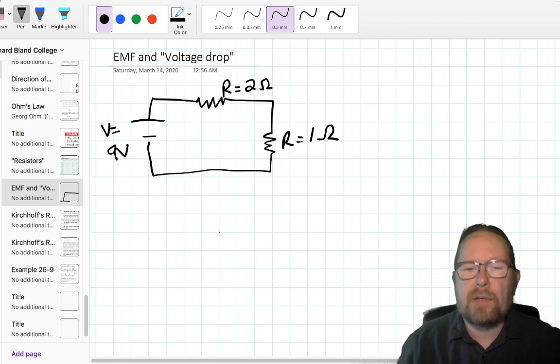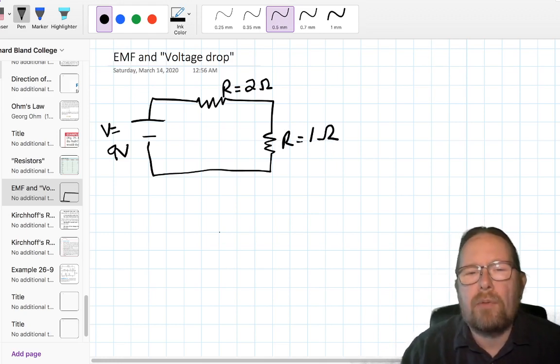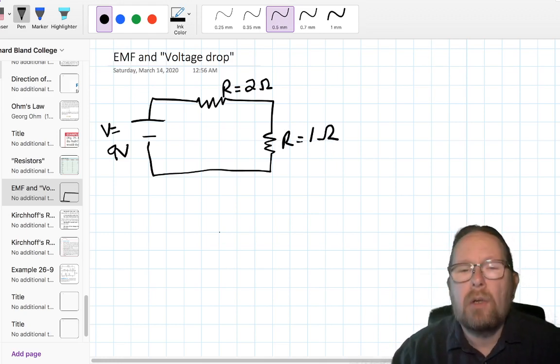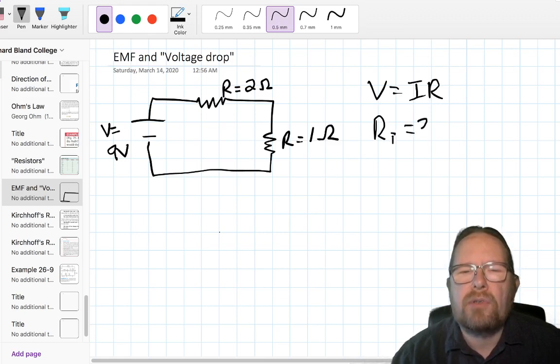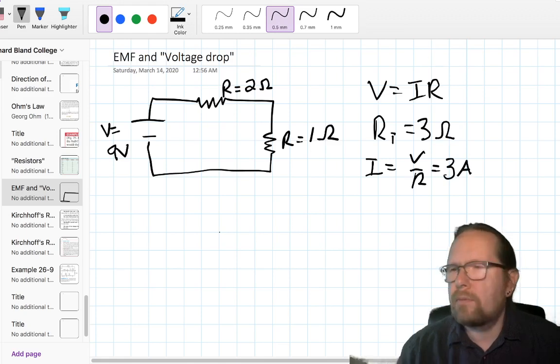It's easy enough to calculate the current flowing through the circuit, right? If we just use Ohm's law of V equals IR. The total resistance of the circuit we can see pretty easily. It's 2 resistors in series, so the total resistance is 3 ohms. So the current through this simple one-loop circuit is equal to V over R, which is 9 volts over 3 ohms, or 3 amps of current.